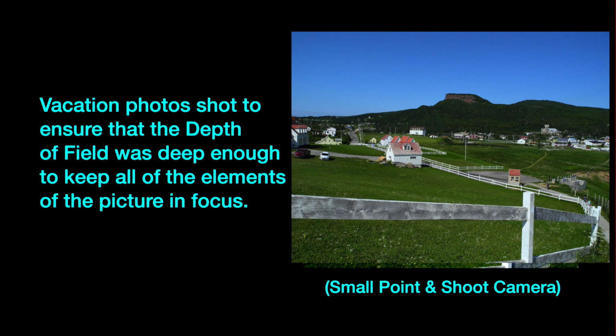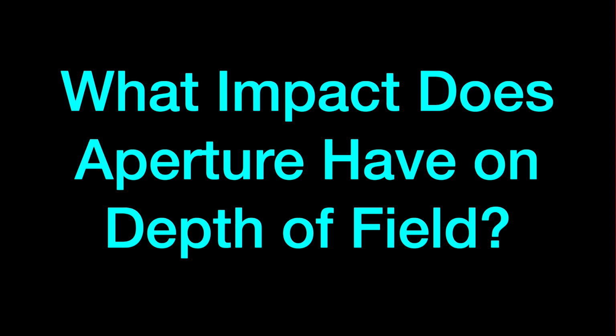If that fence had been out of focus, it would have been distracting, and I probably would have deleted that image. So you can see the difference between these sets of photos. In one, I'm using shallow depth of field to concentrate the viewer's attention on the model and remove any distracting elements in the background. In the vacation photos, I want everything sharp because we want to be able to see all elements in the photo. So let's look at actually controlling our depth of field and what we need to do.